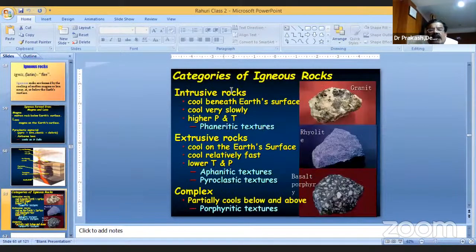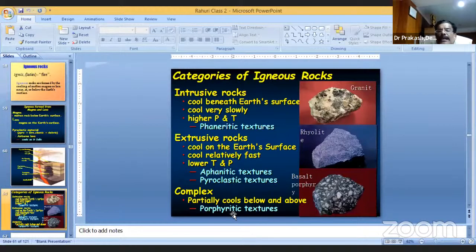If you look at the categories of igneous rocks, based on origin they are classified as intrusive rocks, extrusive rocks, and complex. Intrusive rocks cool beneath the Earth's surface, cool very slowly, at higher pressure and temperature. So phaneritic texture, that is coarse texture. Extrusive rocks cool on the earth's surface, so they cool relatively fast, at lower temperature and pressure. So aphanitic texture or pyroclastic texture. Both textures we can have here. Aphanitic means fine texture.